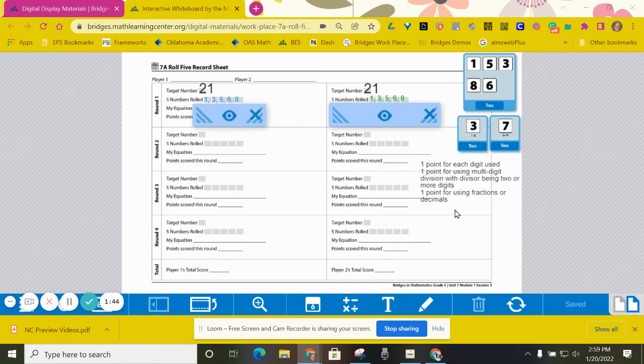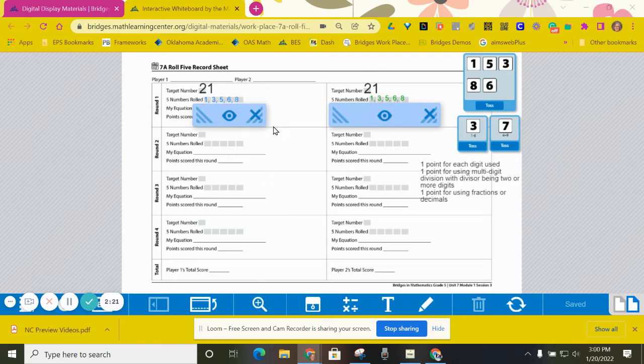Here is how you're going to score points. You're going to get 1 point for each digit you use, and you can only use each digit one time. So I couldn't use a couple of 5s, for example, because I only rolled 1 5. Another way to earn a point is to use multi-digit division, where the divisor, and that's the number you're dividing by, is 2 or more digits. And you can also score a point for using fractions or decimals.